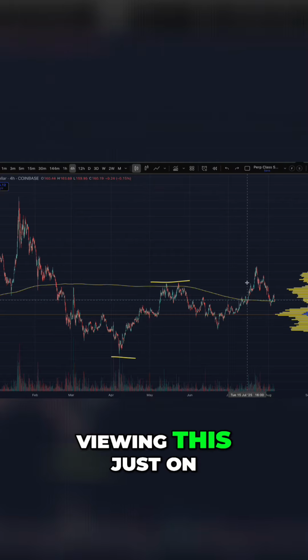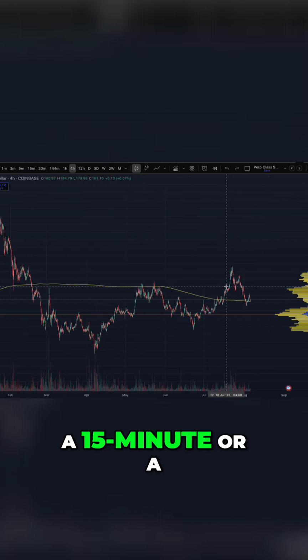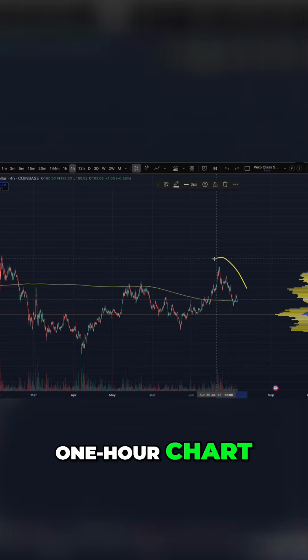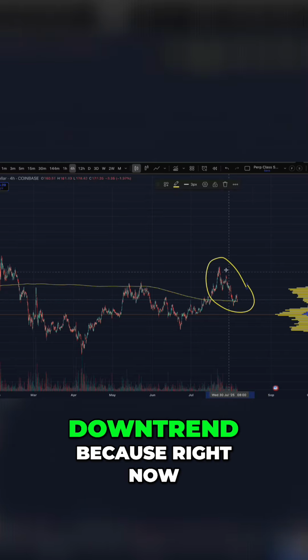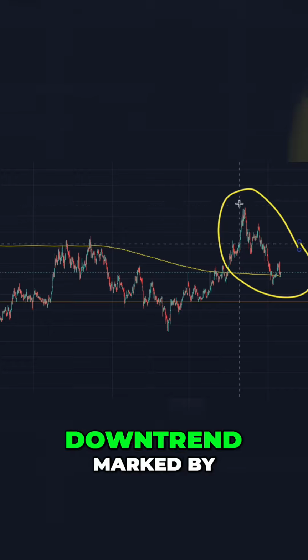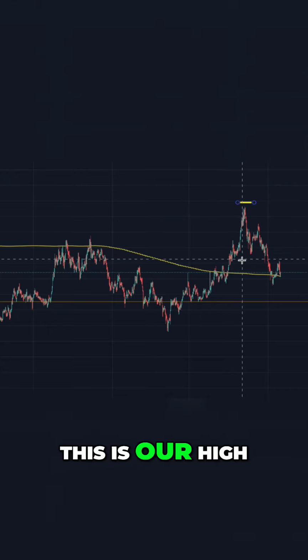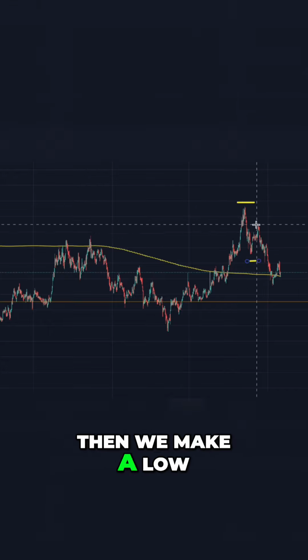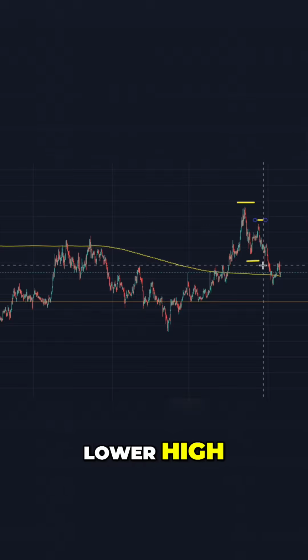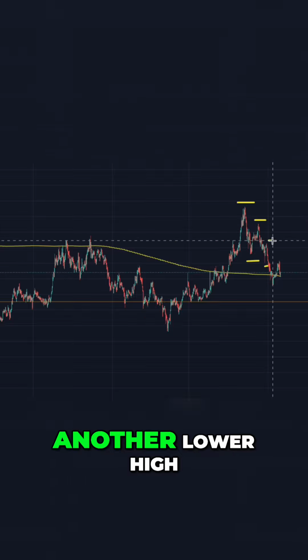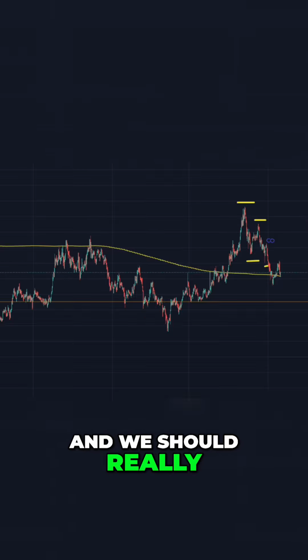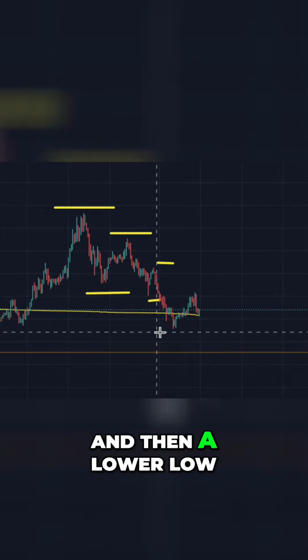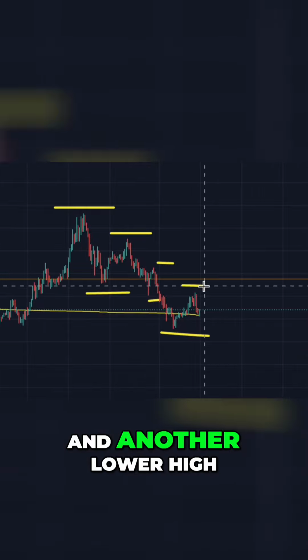But if we were viewing this just on a 15-minute or a 1-hour chart, you would say that we are in a downtrend because right now you have a local downtrend marked by this is our high, then we make a low, then we have a lower high, a lower low, another lower high, and we should really zoom in more on that, and then a lower low, and another lower high.